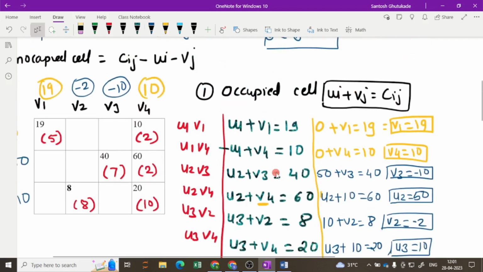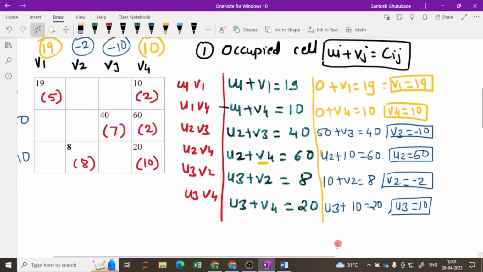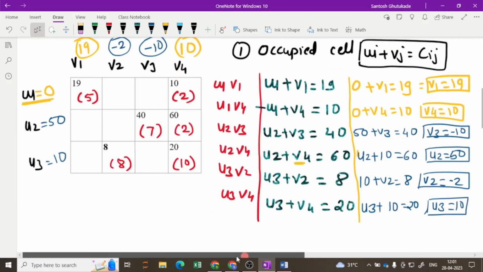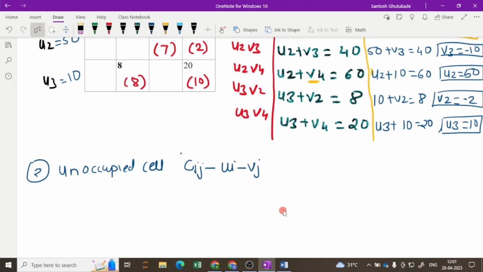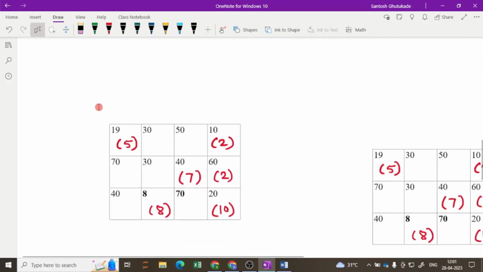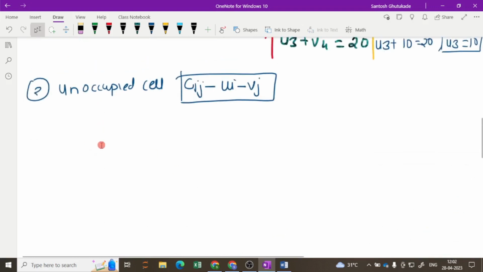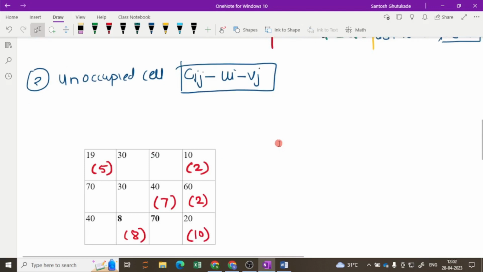Next we want to solve for the unoccupied cells. Unoccupied cell means where there is no allocation. So for that the relation is Cij minus Ui minus Vj. So this is the relation for unoccupied cells. So I will copy this matrix here and I will use it only for unoccupied cells.